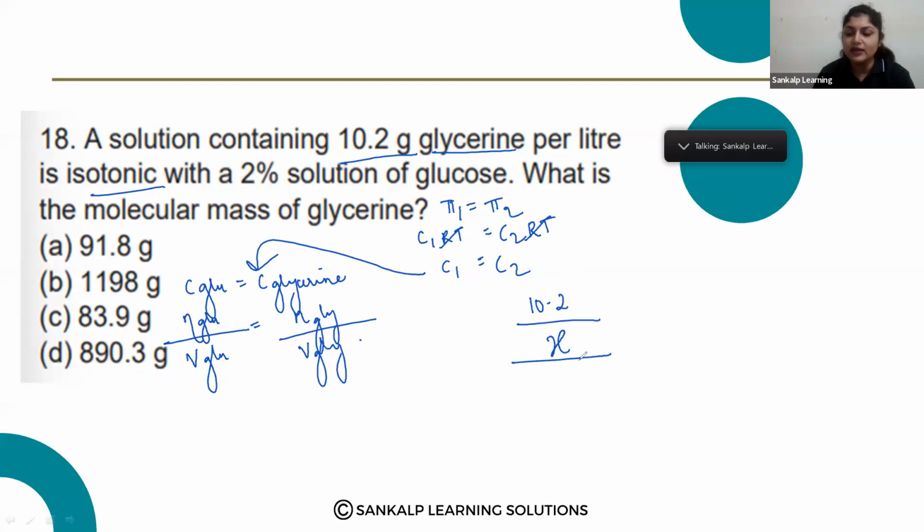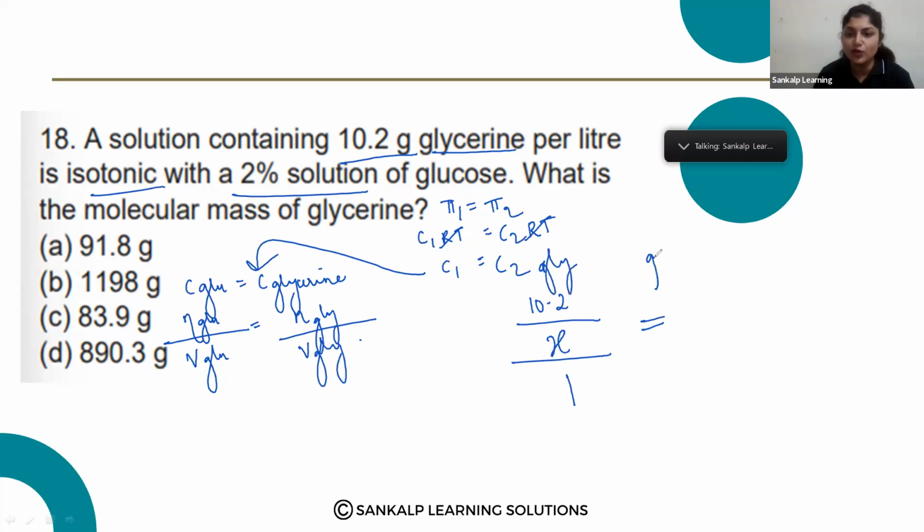So divided by the volume. We don't know the volume, so the volume will be equal to 1. So that is equal to the 2% solution of glucose. Okay, this is for glycerine.